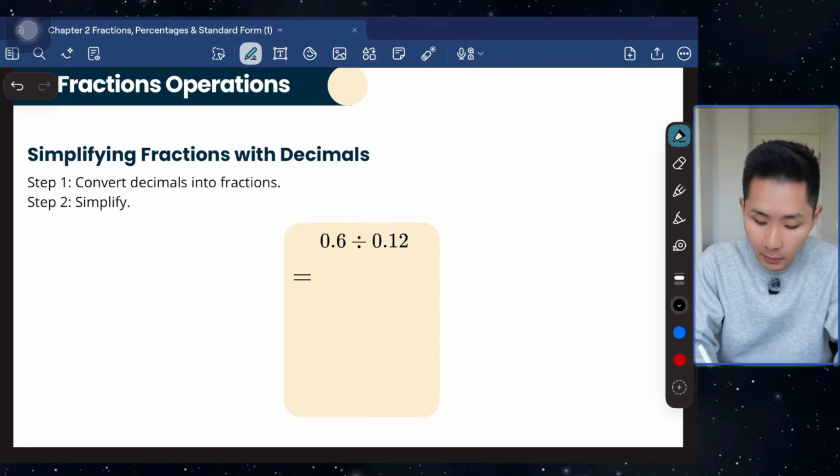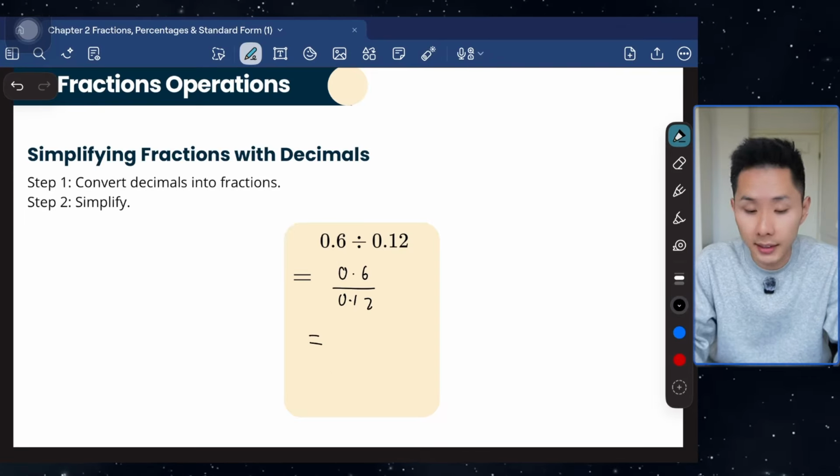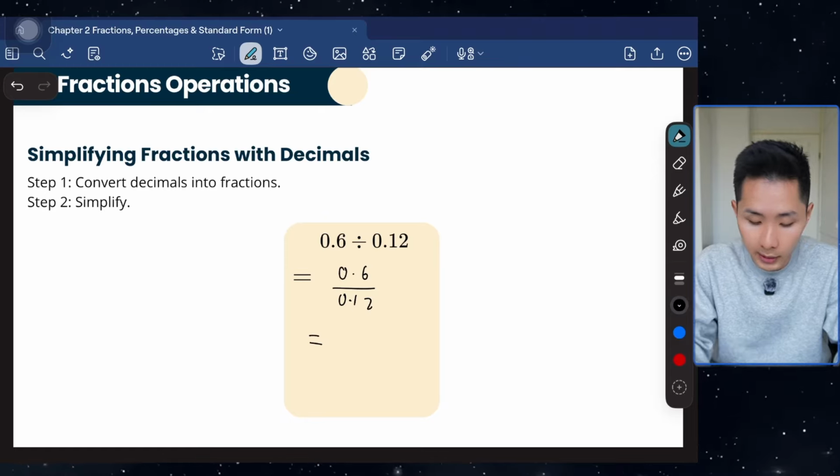Just one more example, if you have 0.6 divided by 0.12, you can once again convert these decimals into fractions.